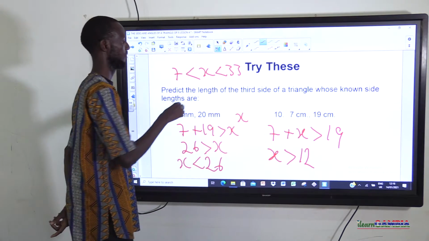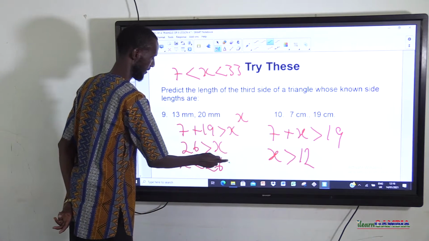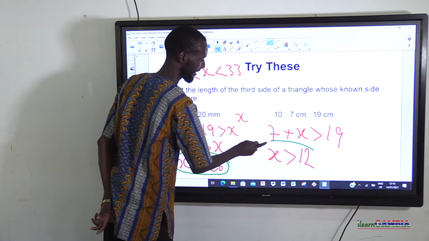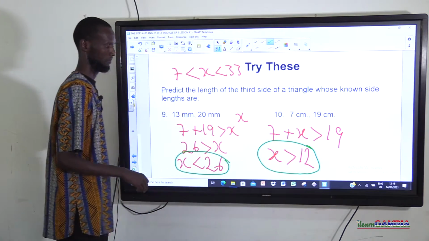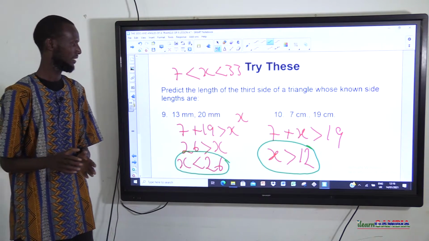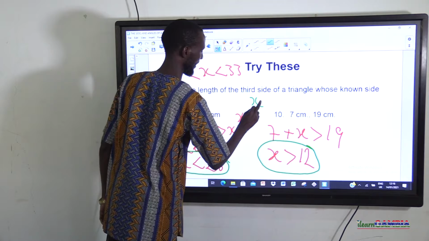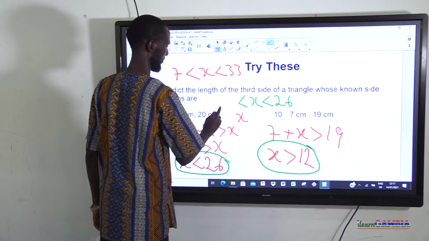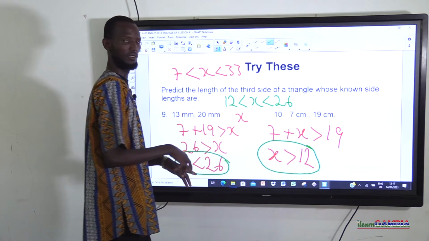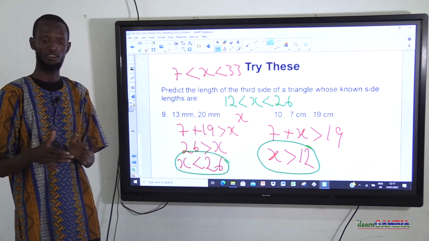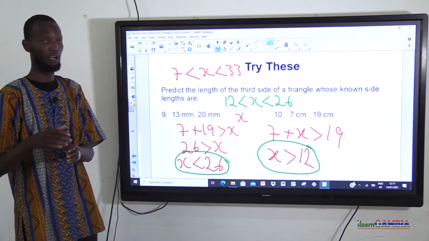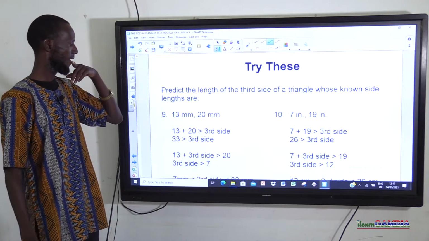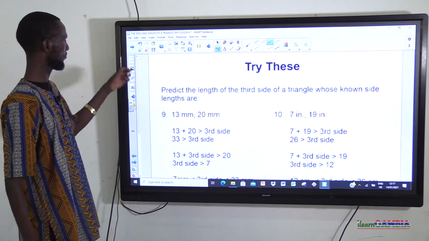Okay? So, again, let's put this together. We have x less than 26. We have again the same x greater than 12. You put those two together, you end up having x, the third side, has to be less than 26, but greater than 12. So again, that gives you the range of possible values of x, or our third side, because x represents our third side, okay? And this was just an illustration of what we have just done right now.